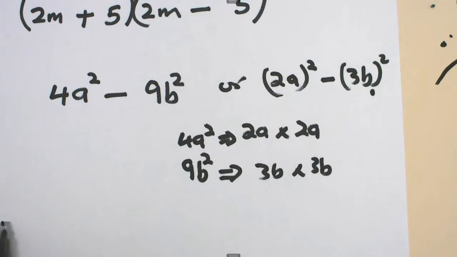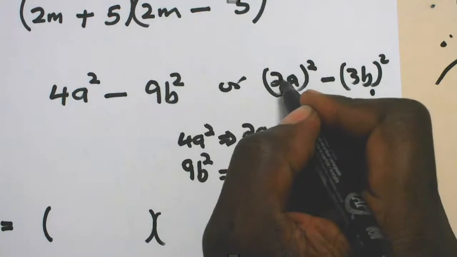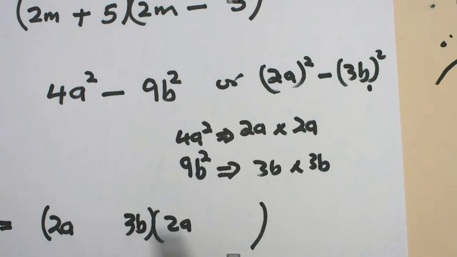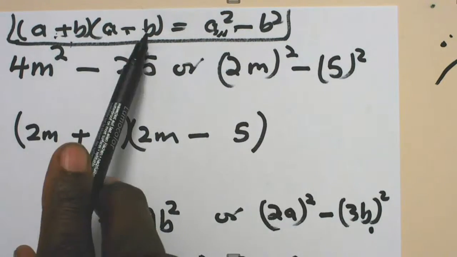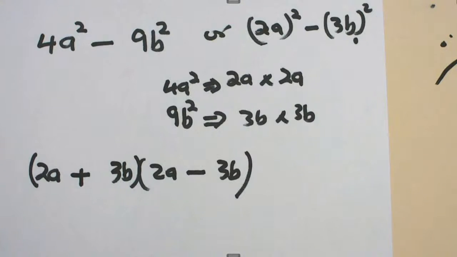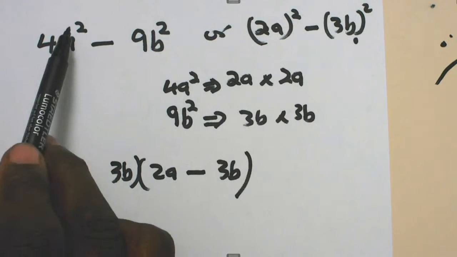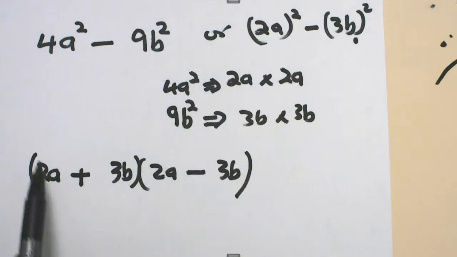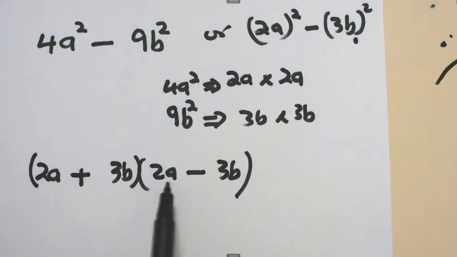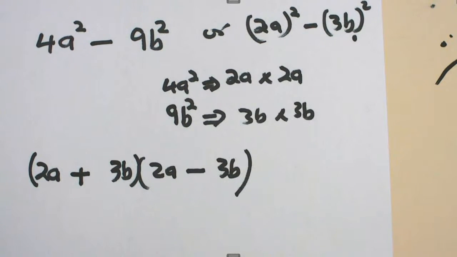Now the factors of that will be 2 brackets. The first one will have 2a and another 2a in the second bracket, and 3b in the other bracket and 3b also. Because we're using this notation, it will be plus and minus. Therefore, the factors of 4a squared minus 9b squared are (2a plus 3b) and (2a minus 3b). That was the second question.